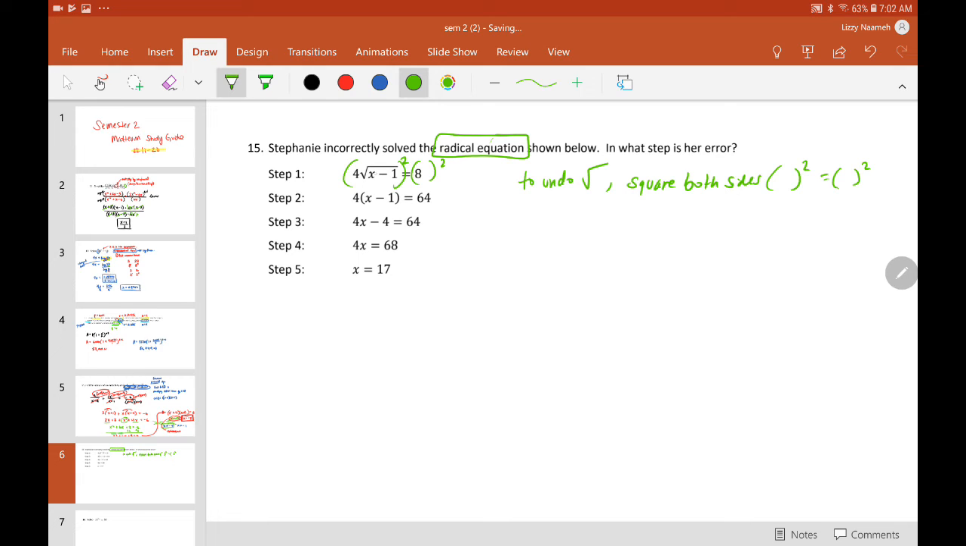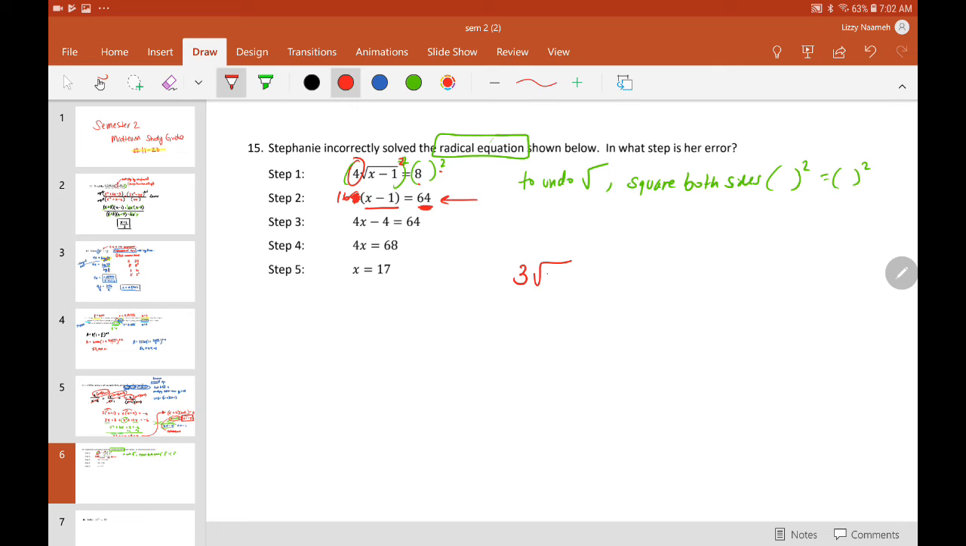She said to undo that square root there, I'm going to square both sides. And that's why on the right side, she ended up with 64, because 8 squared. And then here, the square root canceled with the square and gave me just x minus 1. But the problem is that she forgot to square the number in front, this 4. The 4 also should be squared because it's the entire side that gets squared. So that means on the left side, instead of being 4 here, it should have been a 16. And so that's the mistake she made.